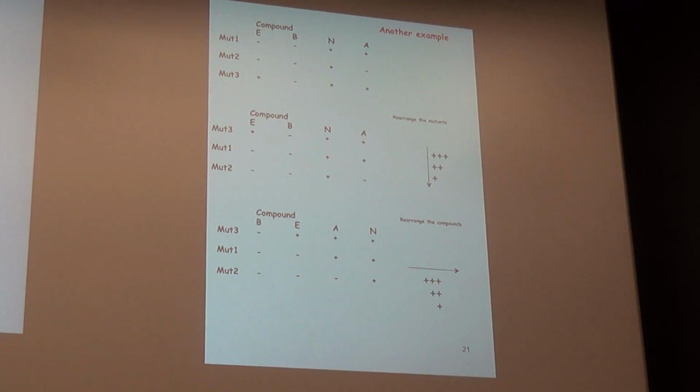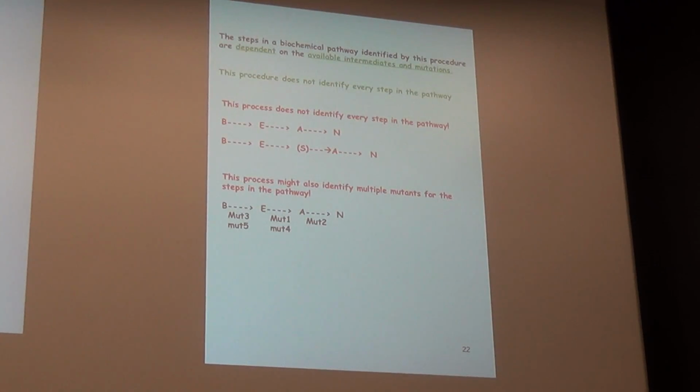Okay, now here is something else that you have to keep in mind. So here is the pathway BEAN, mutant 3, mutant 1, mutant 2. However, there's something important to keep in mind. The steps in the pathway identified by this procedure are entirely dependent on the intermediates that are available to you as an experimenter and the mutants that you have isolated. So the pathway may actually be much longer. You may not have all the intermediates in your lab, so you can only feed them the intermediates you have in the lab. So the pathway may have additional steps, but you won't detect them.